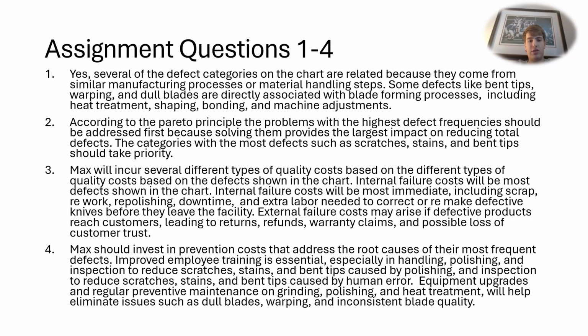Several of the categories are connected because they come from the same part of each production process. For example, the scratches, stains, like I said, and improper polishing all relate to surface finishing or handling. Issues like bent tips or warping and dull blades from knives are tied to blade forming processes. And heat treatment comes into play as a big factor if the knives in the production process are treated right and are shaped in the way they need to be shaped.